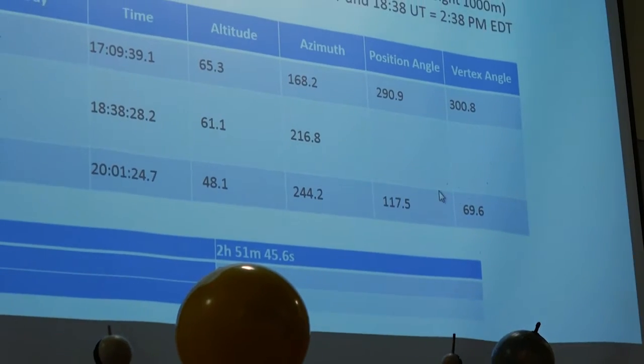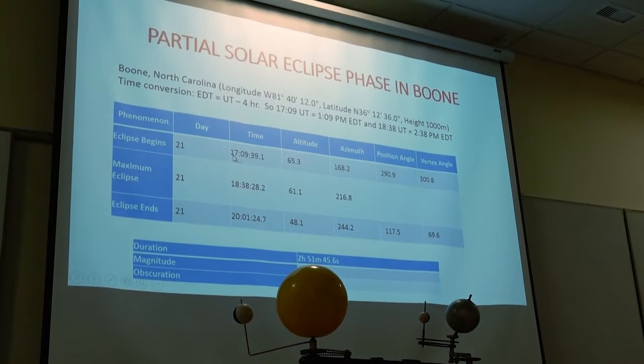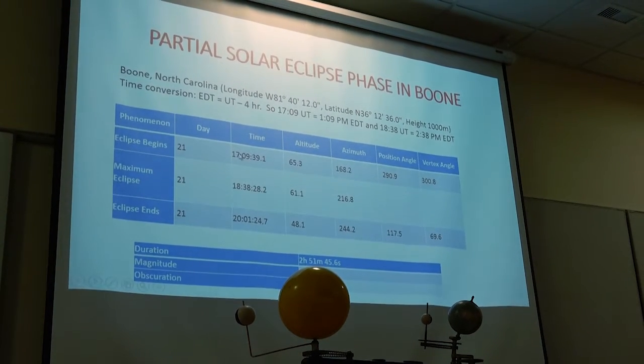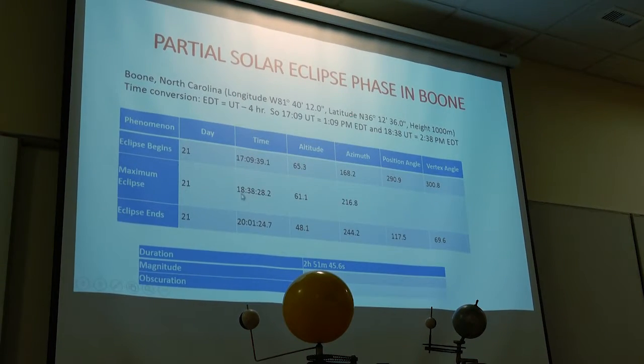So what about Boone? The party starts at 1:09. The center of the eclipse, that is where there's a maximum eclipse, is at 1838, or that would be 2:38 in the afternoon.